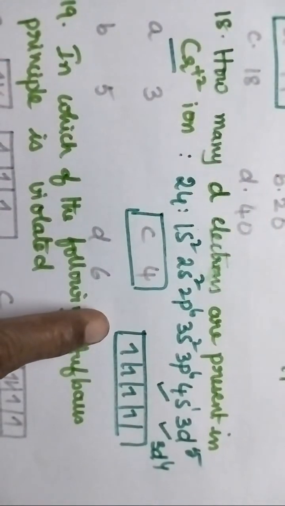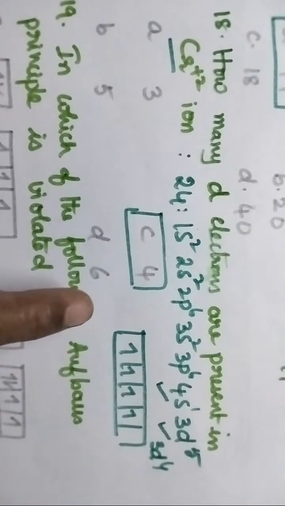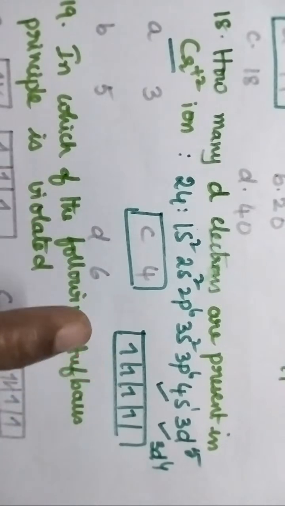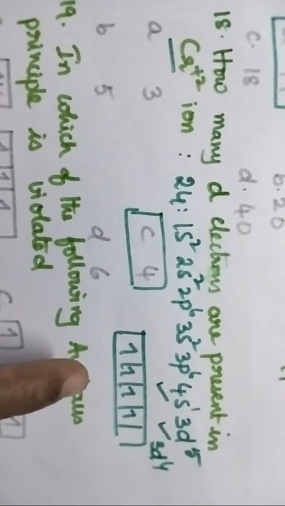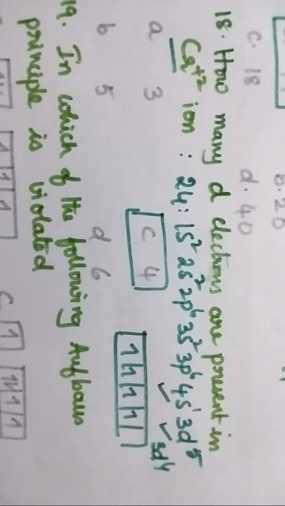Is it clear? For writing the configuration of any ion, you just write the configuration of the atom. Next you can write the configuration of the ion. That's the simple way. To write any ion configuration, first write the atom configuration, then remove the electrons from the outermost orbit. Clear?